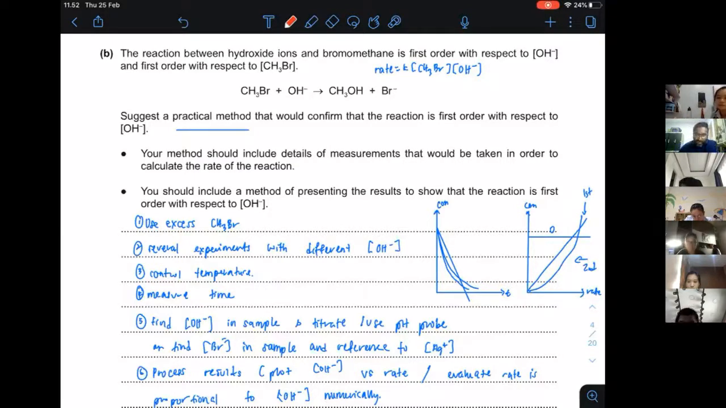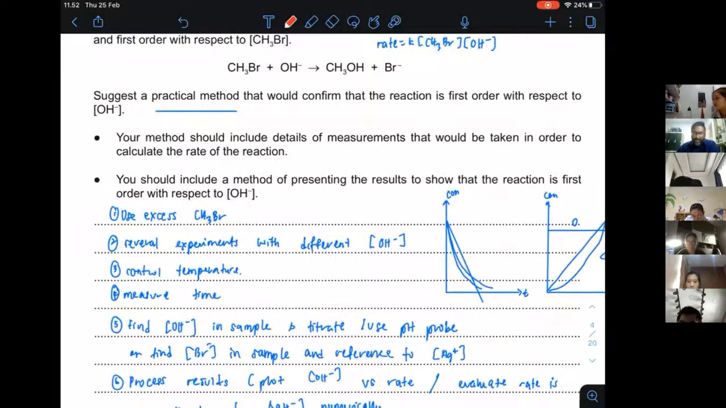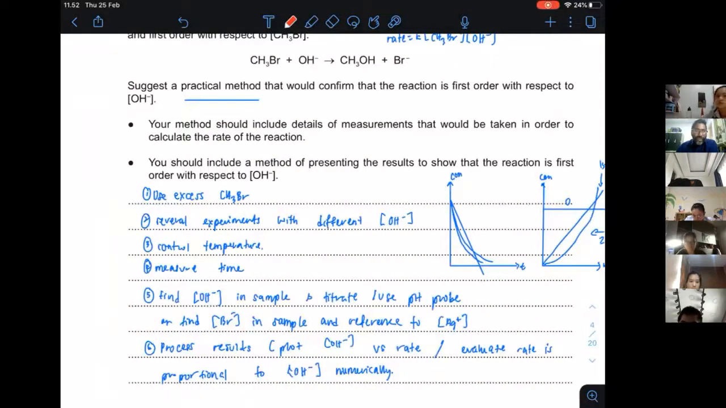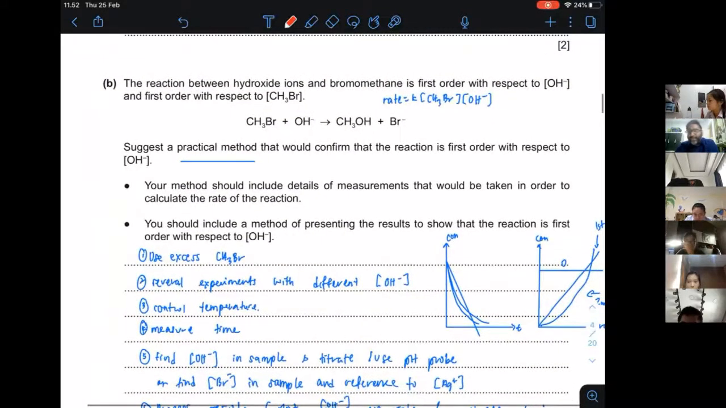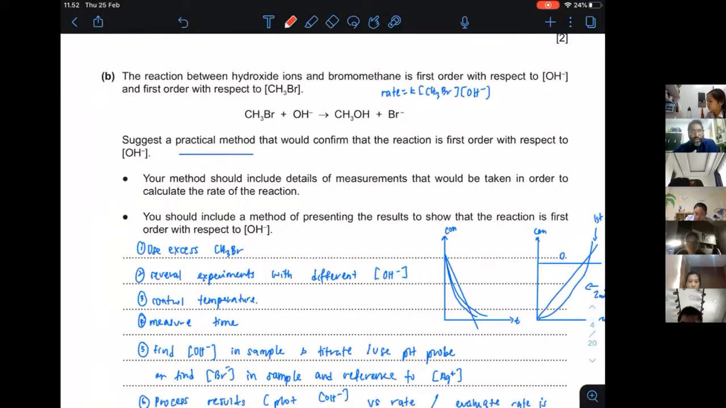But here, how do you confirm it is first order with respect to OH minus? Do take note that CH3Br is also first order. If you want to focus on only one, you must use excess CH3Br. This will make sure that whatever results you get are only responding to OH minus. That is the first thing you need to take note of.